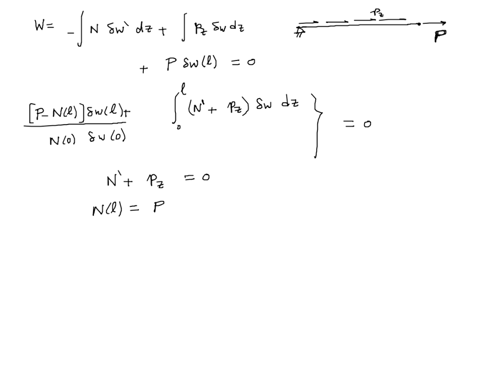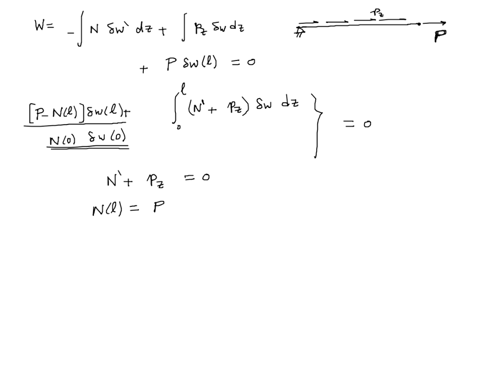So this means that this term here, which is the term corresponding to the left boundary, is always zero regardless of the value of n. So we don't know anything about n at zero. We only know something about n at the right-hand side.